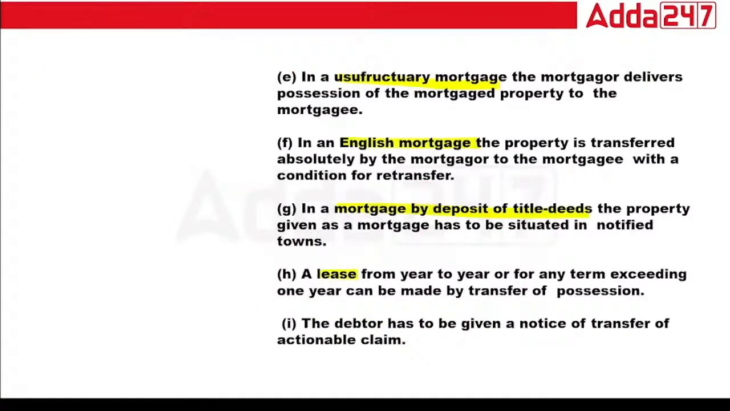Next. In a usufructuary mortgage, the mortgager delivers possession of the mortgage property to the mortgagee. Is that true or false? In a usufructuary mortgage, the mortgager delivers the possession of the mortgage property. That is absolutely true.